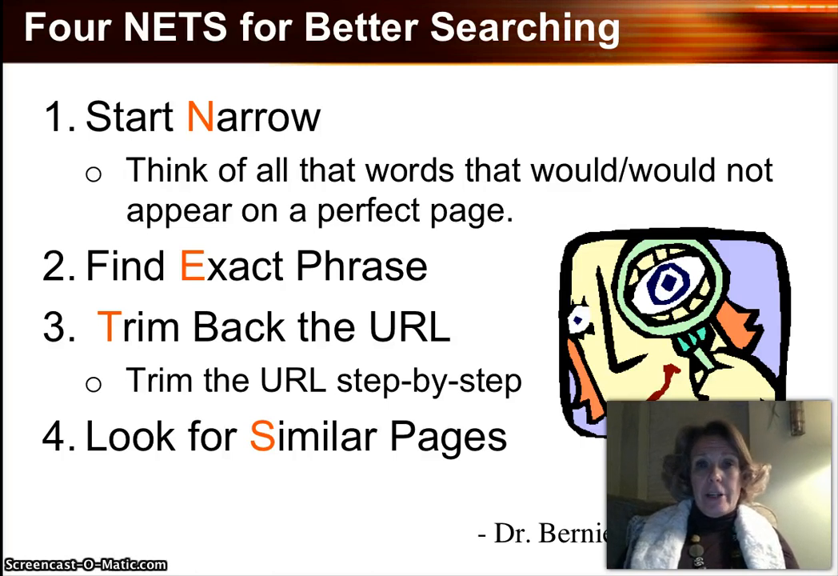And again, these are strategies that you can give students, or use yourself, for searching on the internet to get better, more accurate search results. And we talked about start narrow, find the exact phrase, trim back the URL, and now the fourth one is look for similar pages.